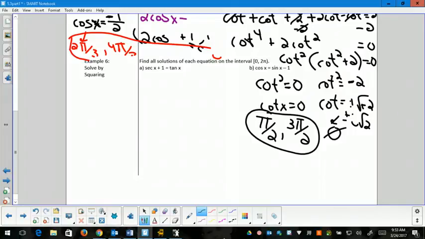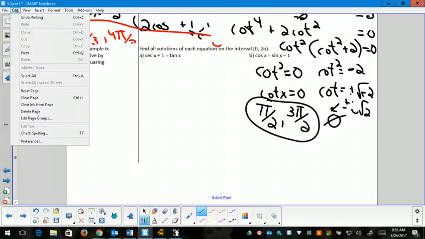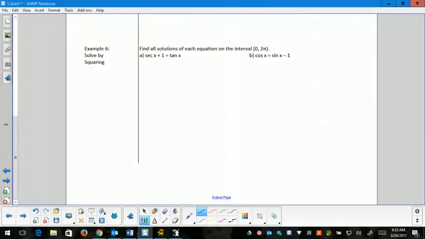All right, last example, well, sort of, close to last example. Edit, clear, ink. All right.